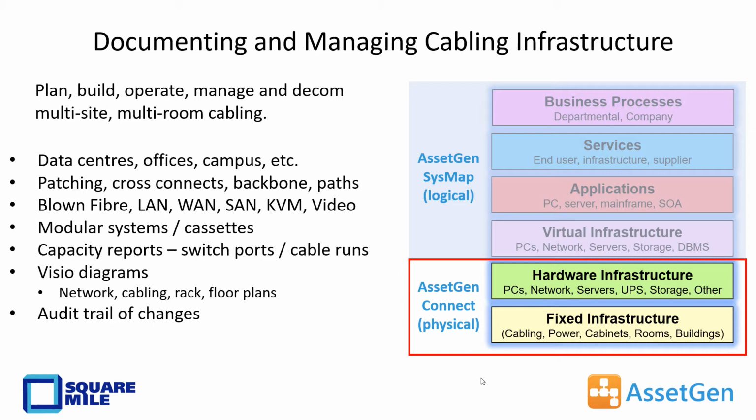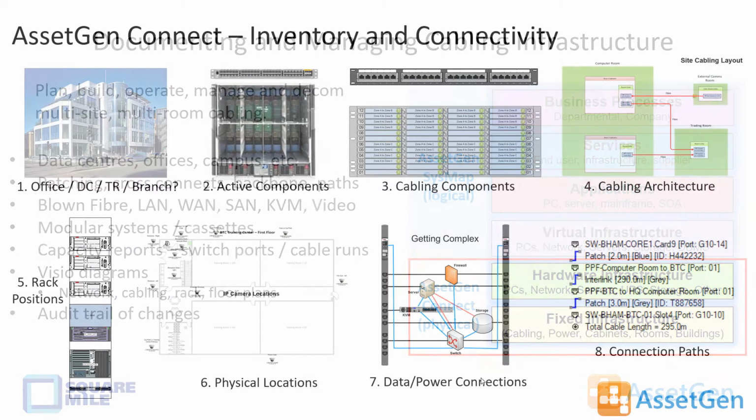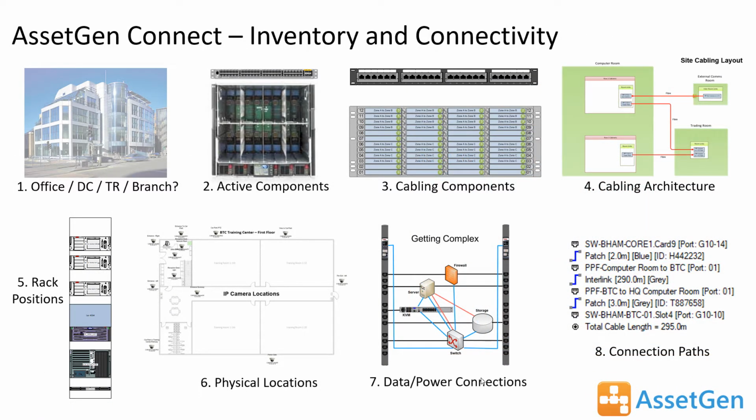And one of the key things with AssetGen is the ability to produce Visio diagrams that also explain dependencies and connectivity of the cabling infrastructure. To document connectivity, we have to do inventory, and so the scope will be quite important. But most customers often start with data centers where there's a lot of complexity and then move out to equipment rooms and offices and maybe even branch networks. AssetGen is flexible enough to cover all those different types of infrastructures.